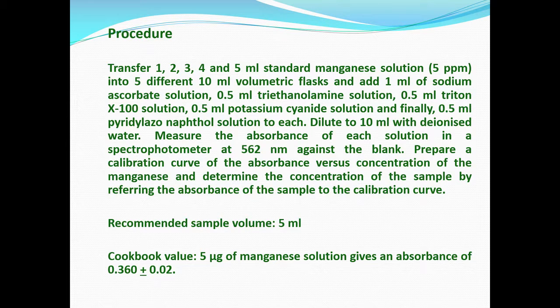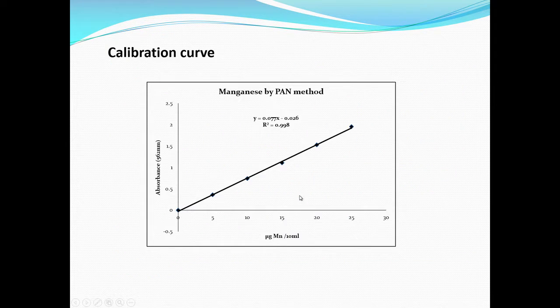So, we can measure the absorbance of each solution in the spectrophotometer again around 562 nanometer. As I already explained to you, it is the violet color that we are measuring, and we have to prepare a calibration curve. The calibration curve is linear up to about 25 micrograms, and 25 micrograms in 10 ml will give you an absorbance of about 0.2. So, that is very high.